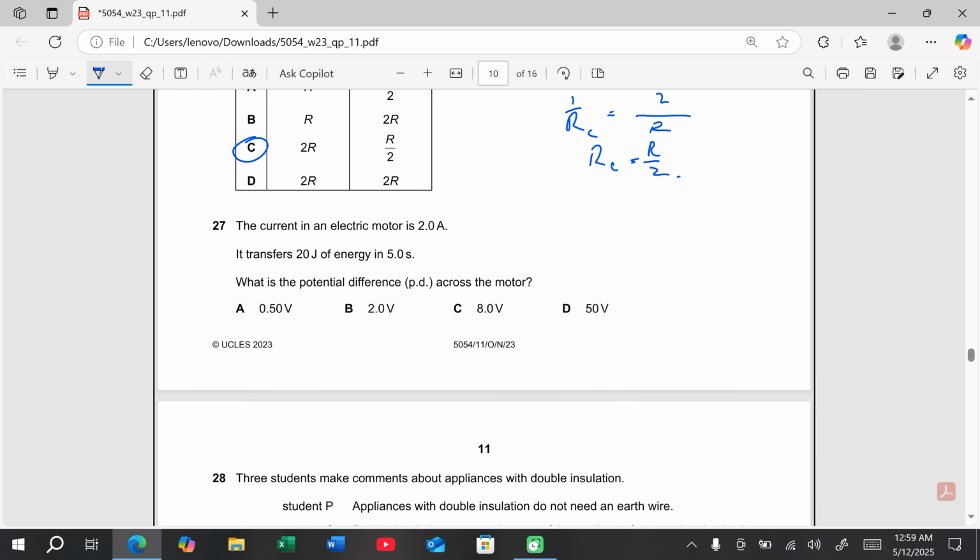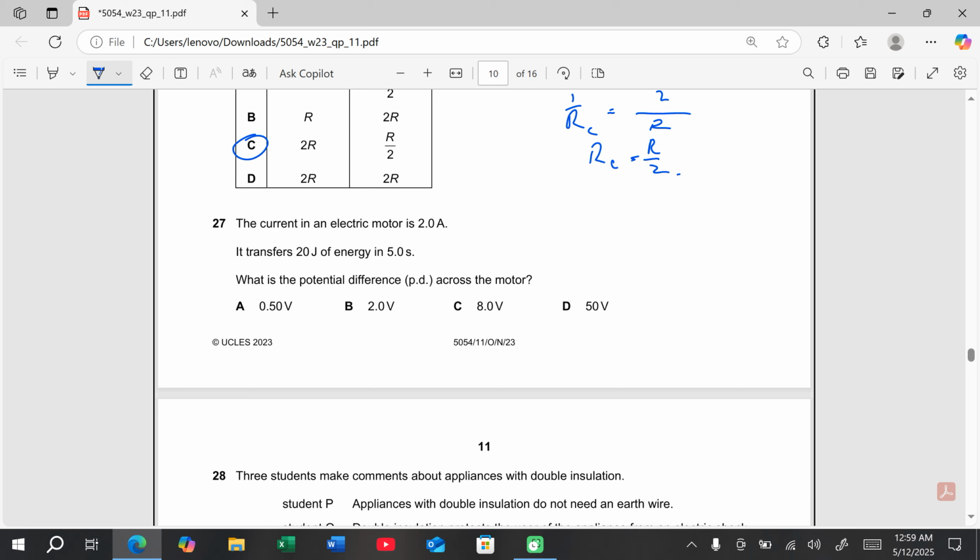In the next question it says the current in the electric motor is 2 amperes. It transfers 20 joules of energy in 5 seconds. What is the potential difference across the motor? First of all, you will apply Q is equal to IT to find the charge. Q is equal to 2 times 5, which is 10 coulombs, and now V is equal to W over Q. So work done is 20, charge is 10, so that's 2 volts.